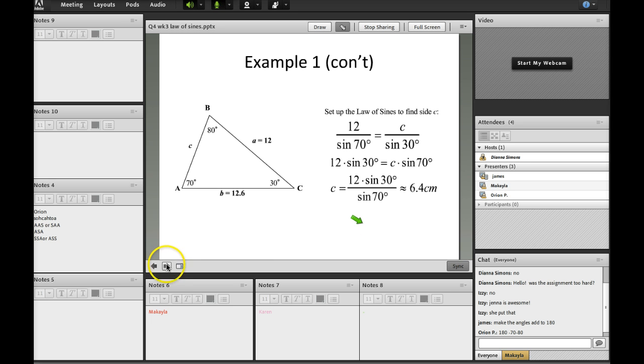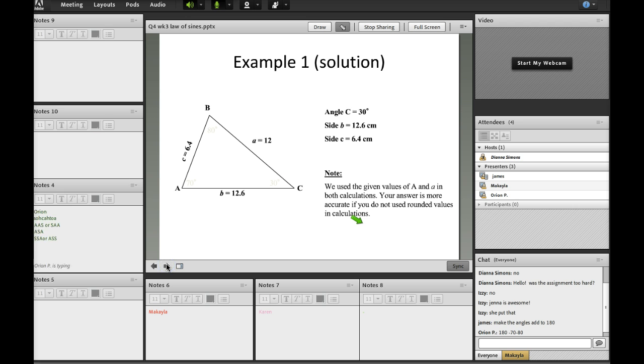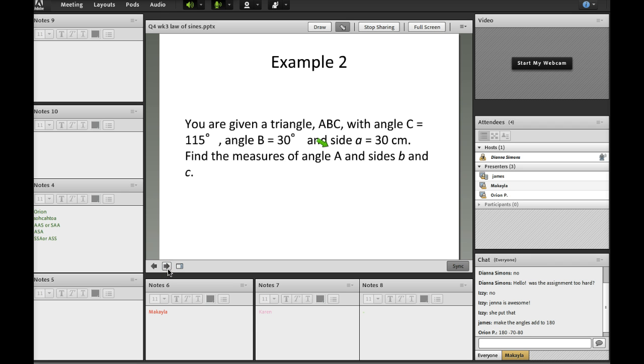I think I have one more example. Okay, last example. Oh no, sorry, that's not an example, that's just all of our unknowns are now known. So here's our second example.